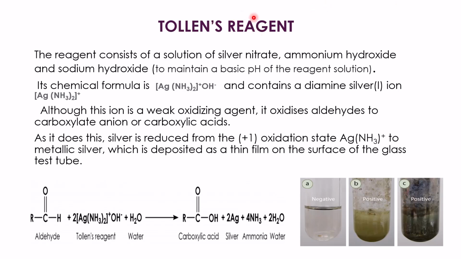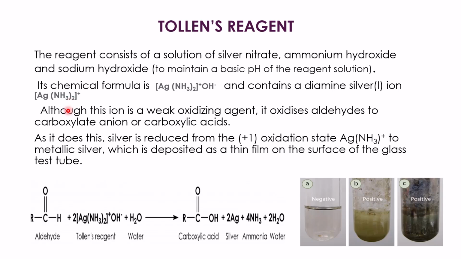So let us look at the Tollens' reagent. The Tollens' reagent consists of a solution of silver nitrate, ammonium hydroxide, and sodium hydroxide to maintain a basic pH of the reagent solution. And its chemical formula is this. The Tollens' reagent also contains a diamminesilver(I) ion. So this is a diamminesilver(I) ion over here.